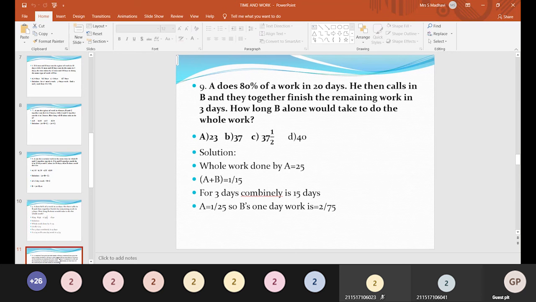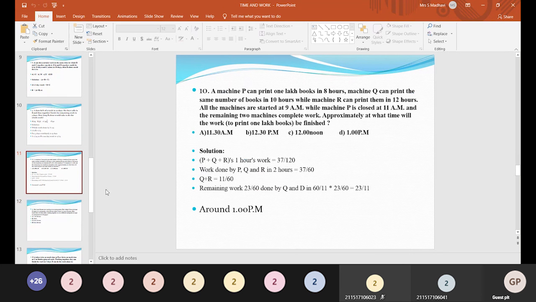Coming to the 10th problem: A machine P can print 1 lakh books in 8 hours. Machine Q can print the same number of books in 10 hours, while machine R can print them in 12 hours. All the machines, P, Q and R, are started at 9 a.m., while machine P is closed at 11 a.m. and the remaining two machines complete the work. Approximately at what time will the work be finished?